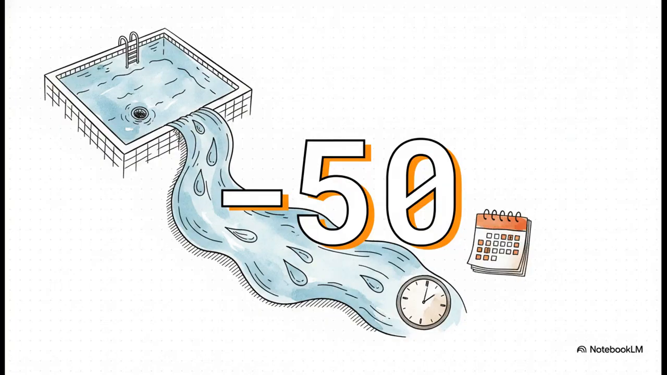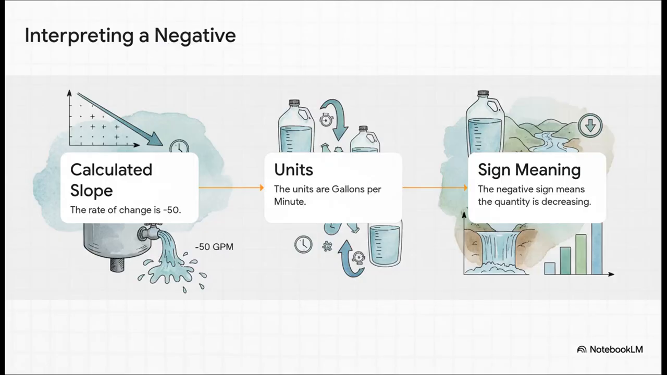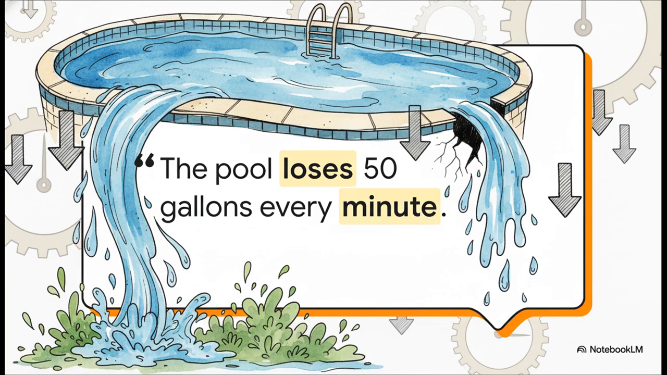All right, let's try another one. This time, we're draining a swimming pool. The slope's already been calculated for us. It's -50. And our units are gallons and minutes. So, what in the world does that negative sign mean? We use the exact same process. We've got our slope, -50. We add our units, gallons per minute. Now we just have to interpret that negative sign. If a positive slope means something is increasing, well, a negative slope has to mean it's decreasing. So, here's our story. The pool is losing 50 gallons per minute.